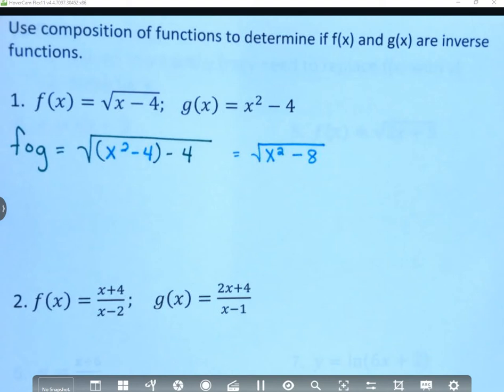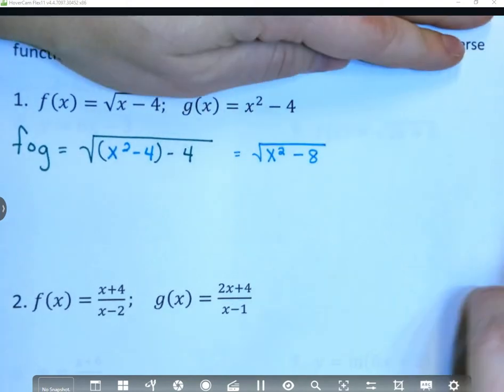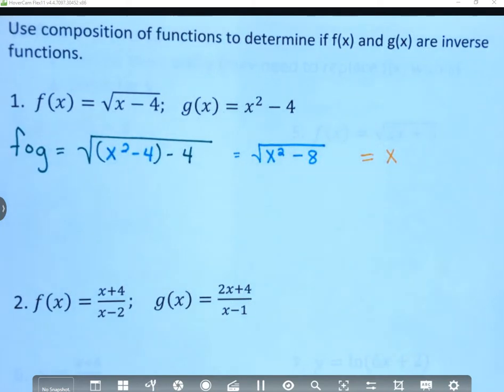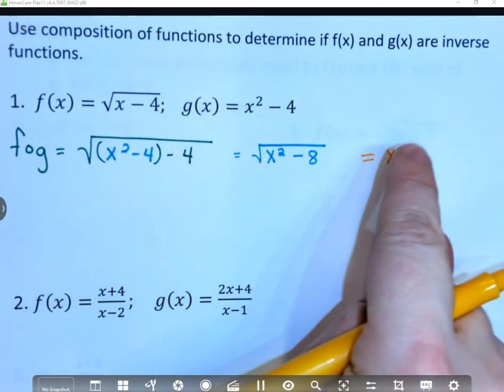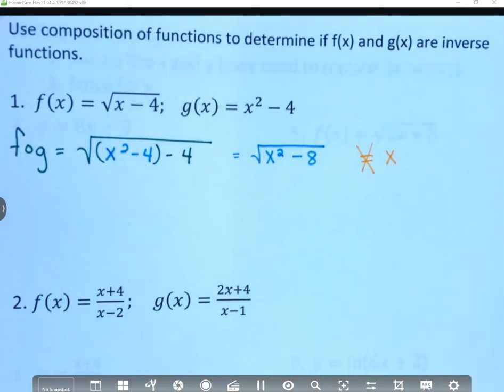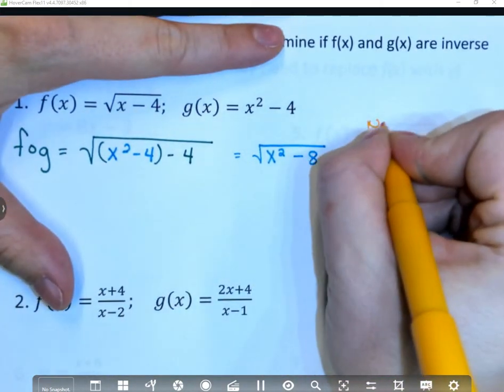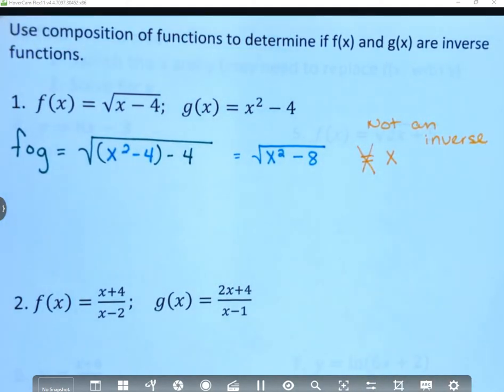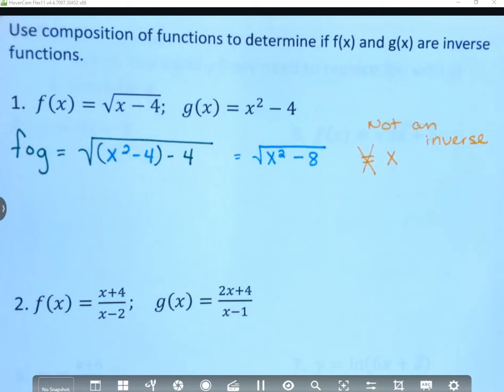Ladies and gentlemen, we don't have to go ridiculously far on that. My question is, would I be able to get to equals x in the end? Will that ever simplify all the way down to just an x? No. That does not happen. Not an inverse. Just so you know, if you come to a point where it says that, nope, not going to work, don't like it, the other one's not going to work either.